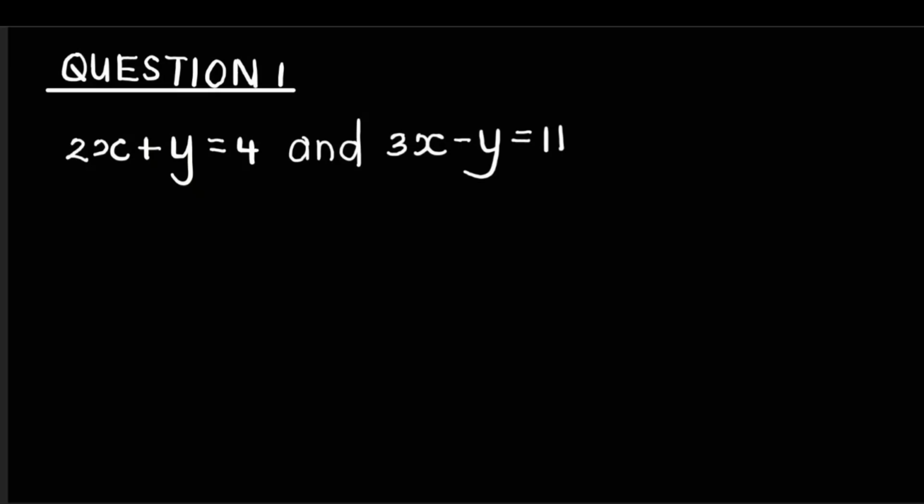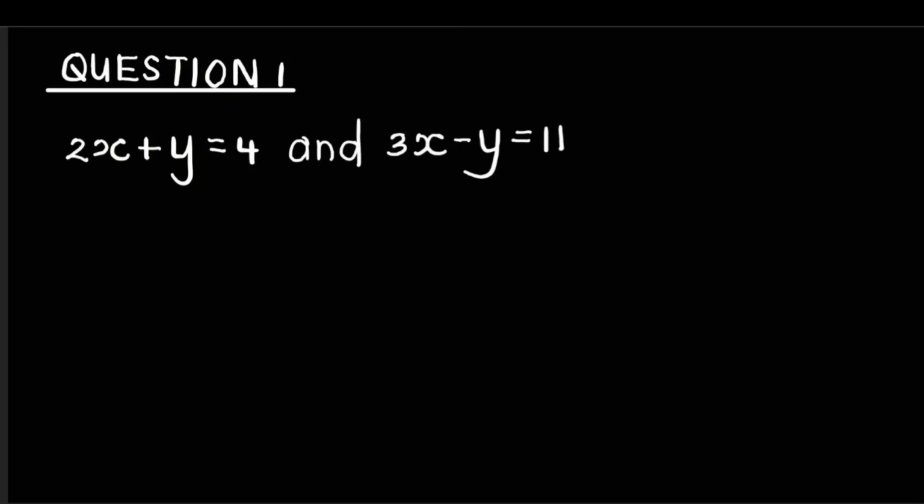Now for question 1, we are given 2x plus y is equal to 4 and 3x minus y is equal to 11. So the whole point of solving simultaneously is that you are given two equations with two unknowns. To solve simultaneously means at the same time. So you'll be working with both equations at the same time, and by the end of working with both of them, you would have solved for both variables.